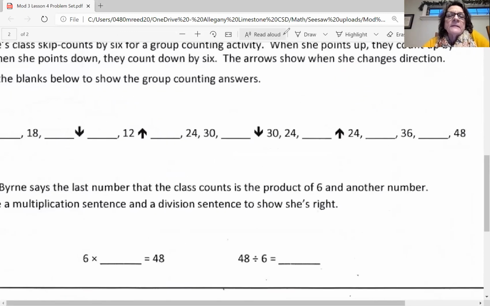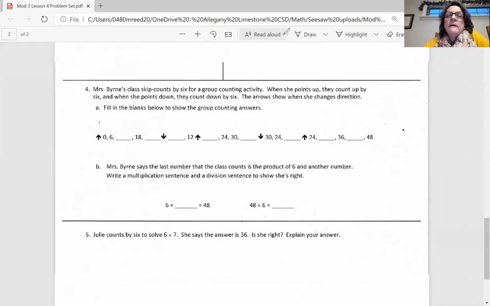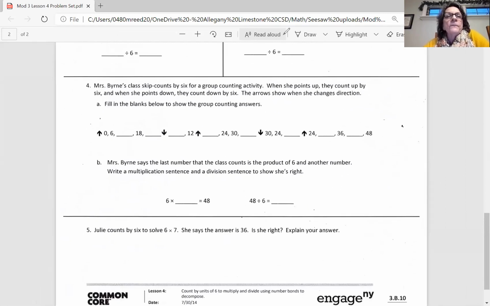And let's see, maybe I can make this a little bit bigger for us here. Okay, hopefully that's better for you to see there. All right, and let's see.